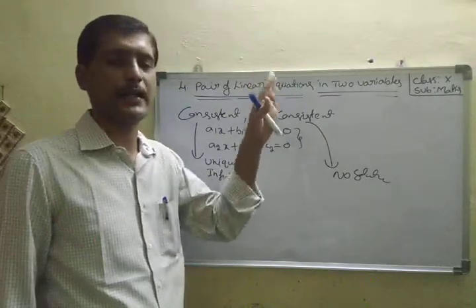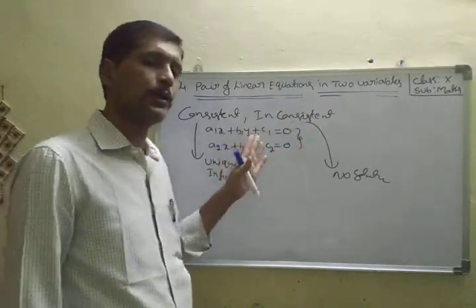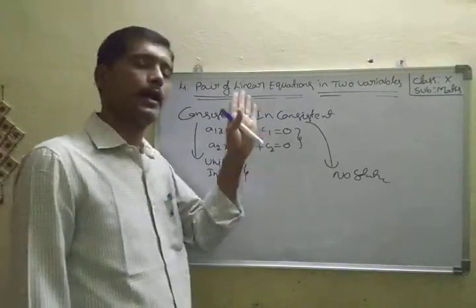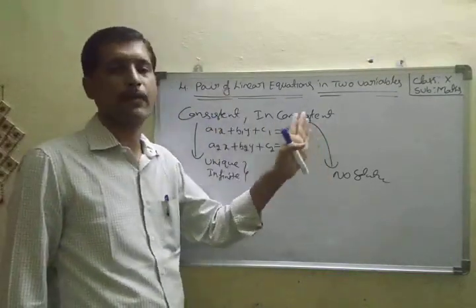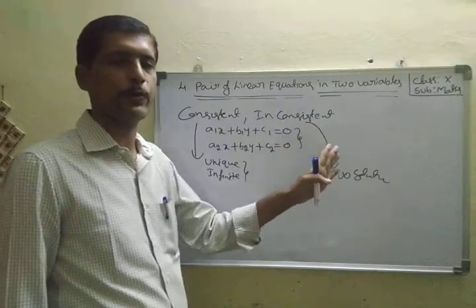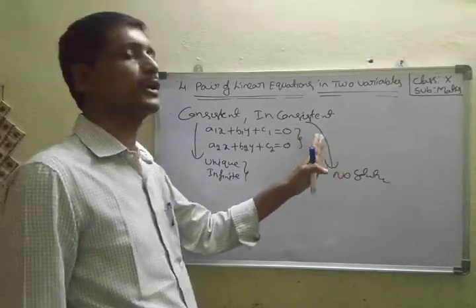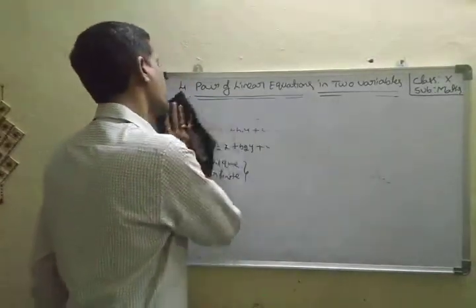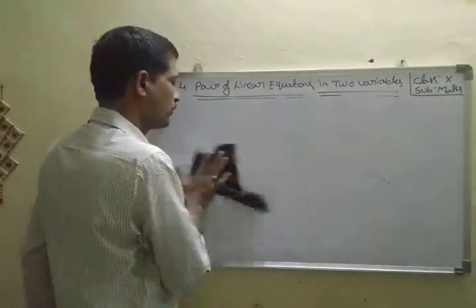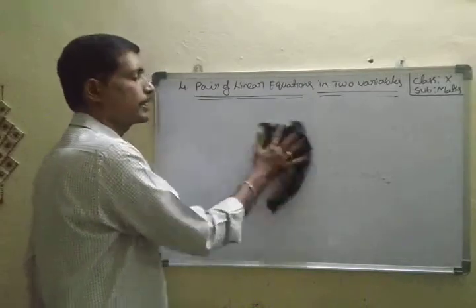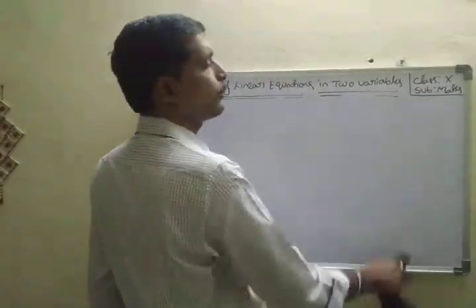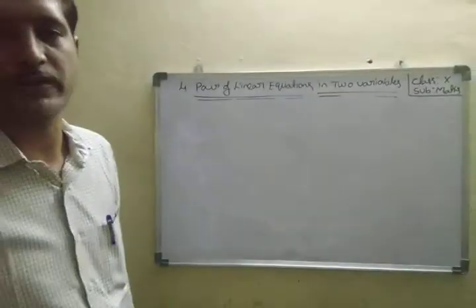Therefore, that is consistent: A1 by A2 equal to B1 by B2 equal to C1 by C2. That is also consistent. Here A1 by A2 equal to B1 by B2 not equal to C1 by C2. Therefore, that is inconsistent based on that condition only. Here, very important: consistent and inconsistent, unique solution, infinite solution, and no solution. Based on this, different problems are there.